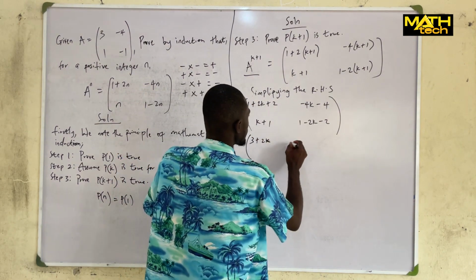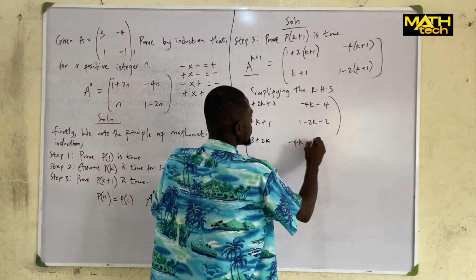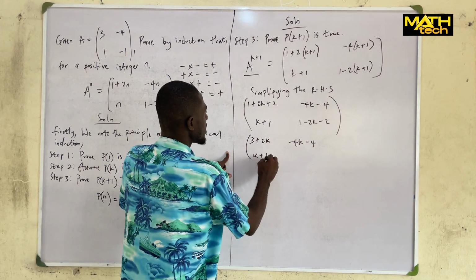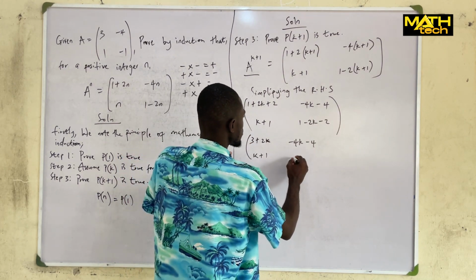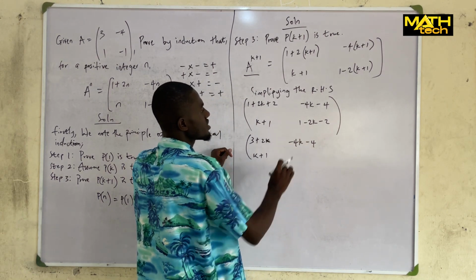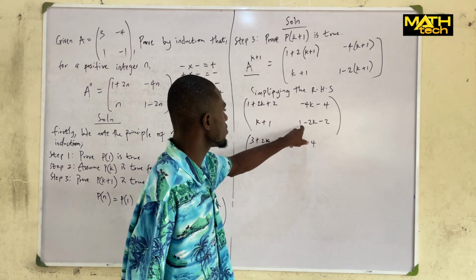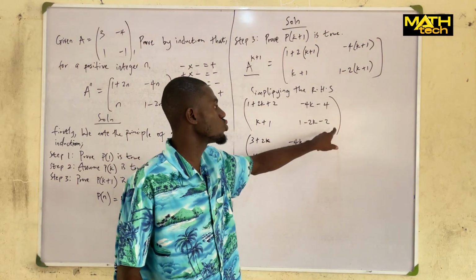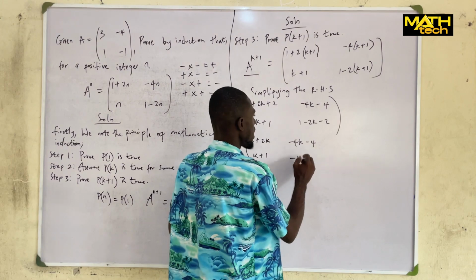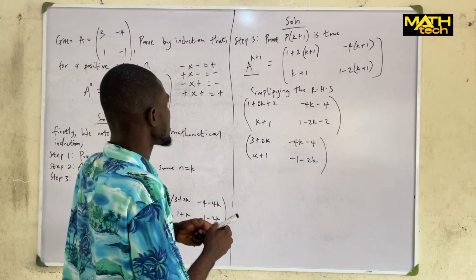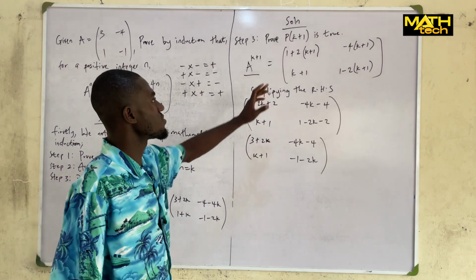So this is minus 4k and minus 4. No operation can be carried out here. Same thing here, k plus 1, and here we also have 1 minus 2k. You see that we have like terms here: we have 1 and we have minus 2. These are constants. So 1 minus 2 is minus 1. And now minus 2k remains here. And we can see that this is the result we get from the right hand side.